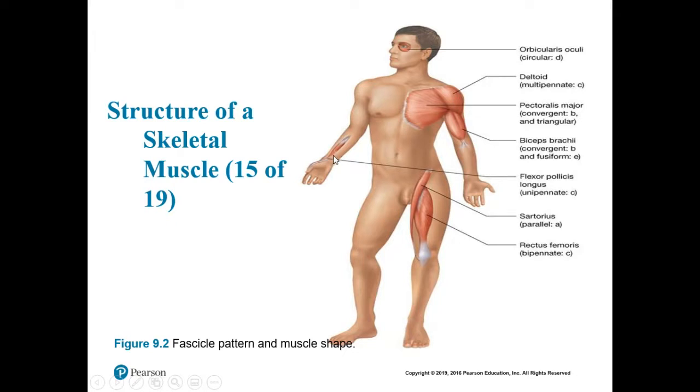So what does it do? Its contraction pulls in that direction, and in that process, moves the digits, moving the fingers. Okay, so this flexor pollicis longus is the reason why you can actually move your thumb.